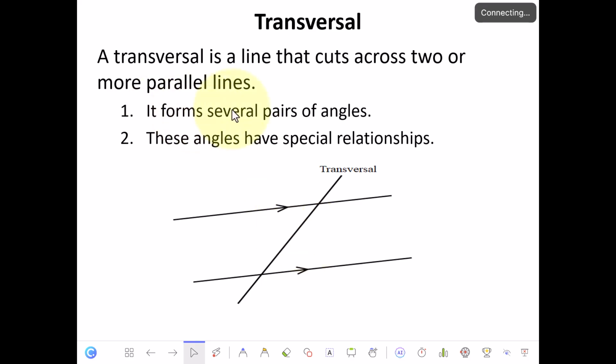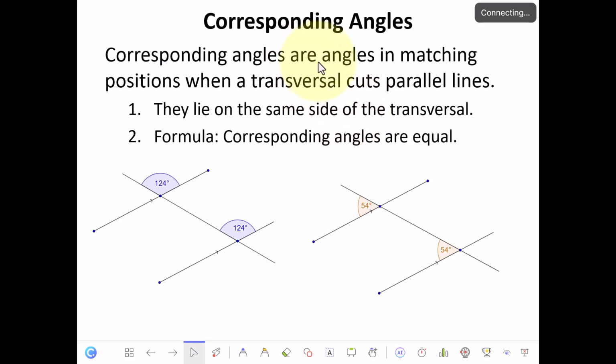So we said it forms several pairs of angles, and these angles have special relationships. As we move to the next slide, we have corresponding angles. Corresponding angles are angles in matching position when the transversal cuts across. Now, you can see the two lines. You see the small arrows on them, they are the parallel lines. You see these two angles, 124 and 124. They are facing up. This is what I mean by angles in matching position. They match each other in the same position, so they are equal and they are corresponding.